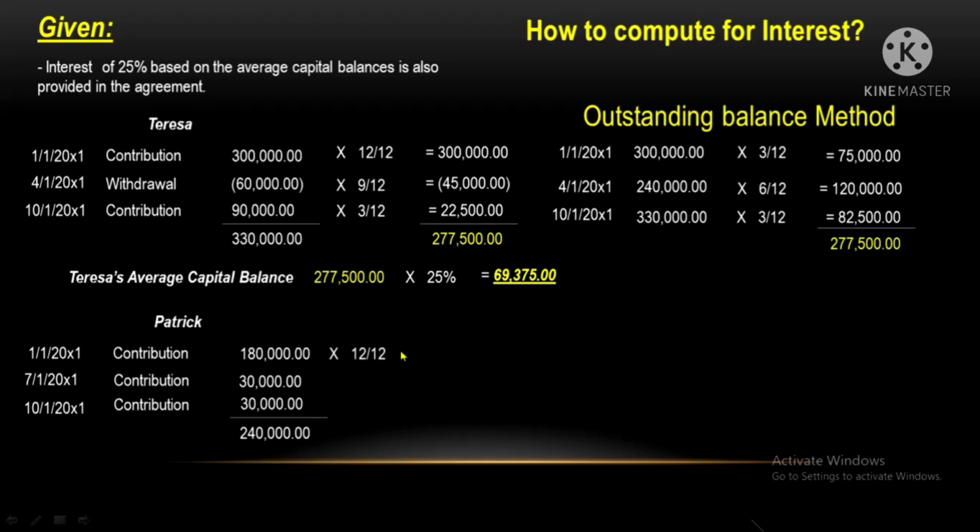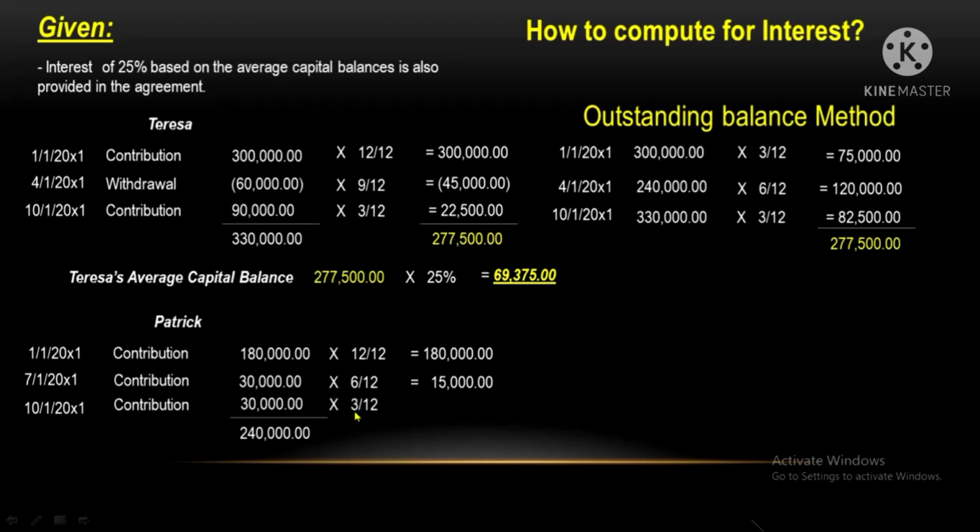180,000 times 12 over 12 equals 180,000 still. The contribution on 7/1/20x1 shall be multiplied by 6 over 12 because 7/1/20x1 to 12/31/20x1 is 6 months. So 30,000 times 6 over 12, then we will have 15,000.